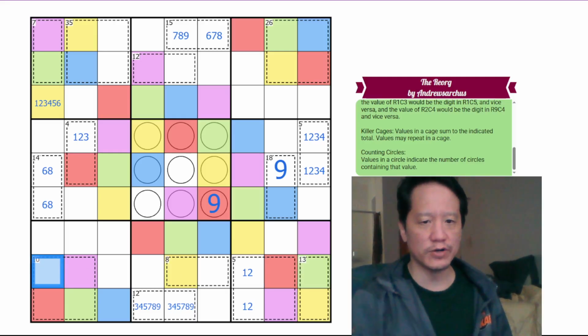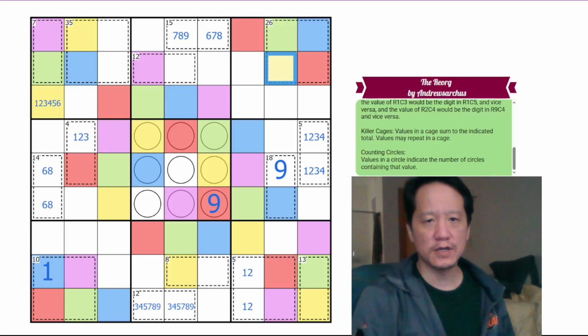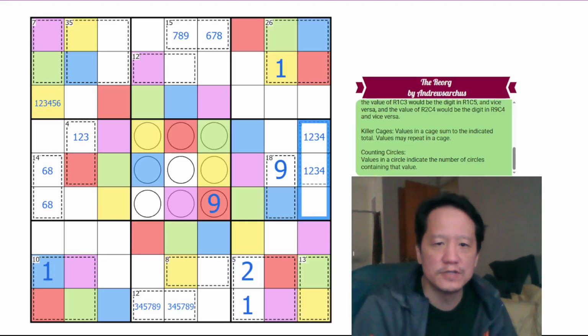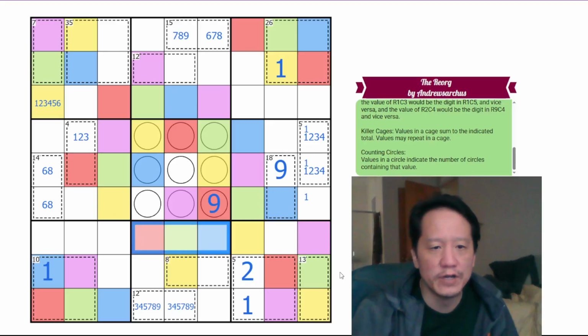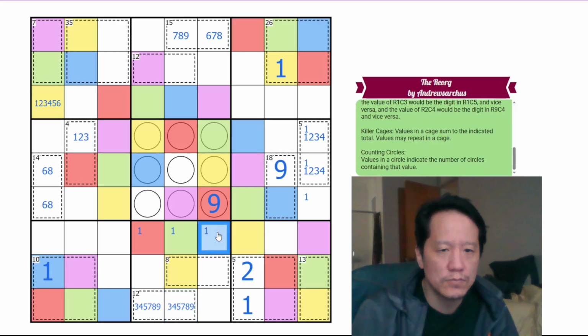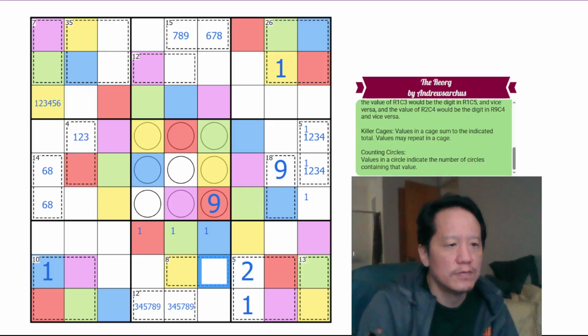So that means this has to be 1. And this is a pink on top, which means that's 1. So that means this can't be 1. That's 2. That's 1 there. We have to have a 1 in one of these cells. So this is either 3 and 5. Well, you could have a value of 1 or 2 there.